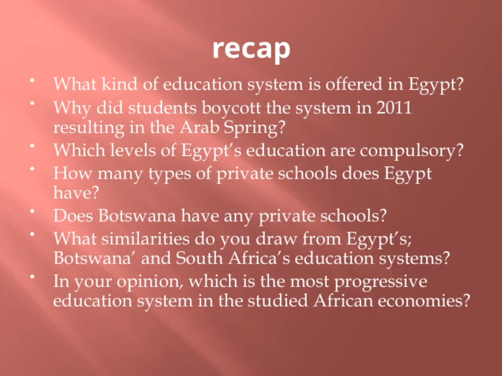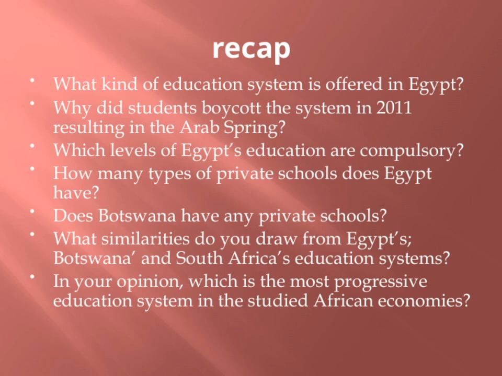So let's explore the education systems in these African countries. In Egypt, the education system has traditionally been state-controlled, with a focus on rote learning and exam-based assessment. However, this system faced significant challenges, which led to widespread dissatisfaction among students and parents. In 2011, many students boycotted the system as part of the larger protests that sparked the Arab Spring. They were demanding better quality education, more opportunities, and reforms that addressed their needs. This was a pivotal moment showing how deeply the education system was linked to broader social and political issues.